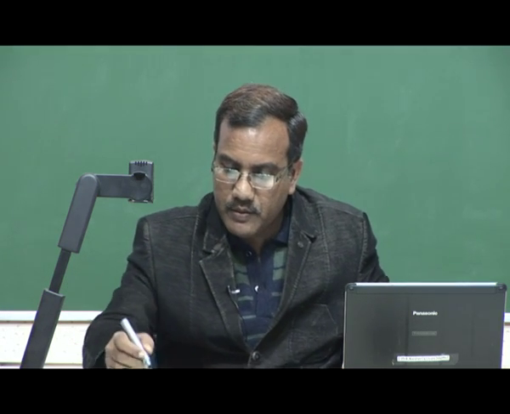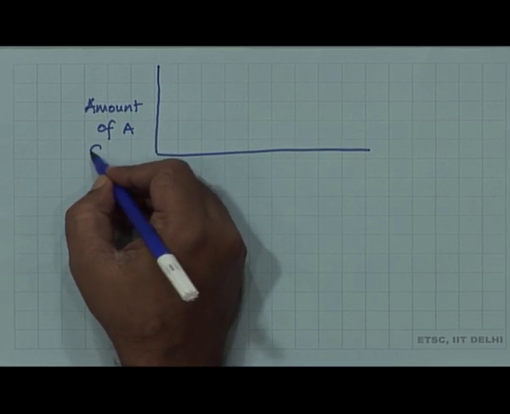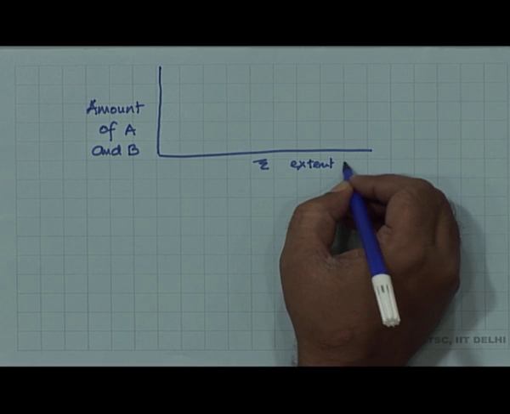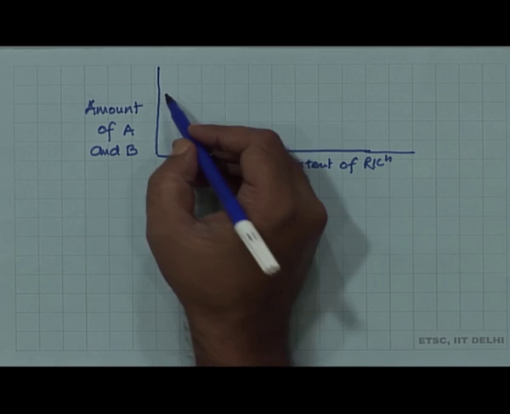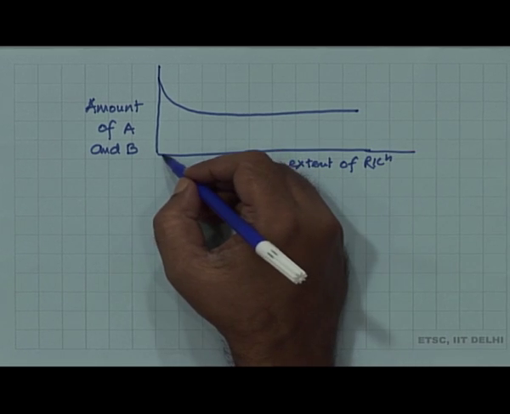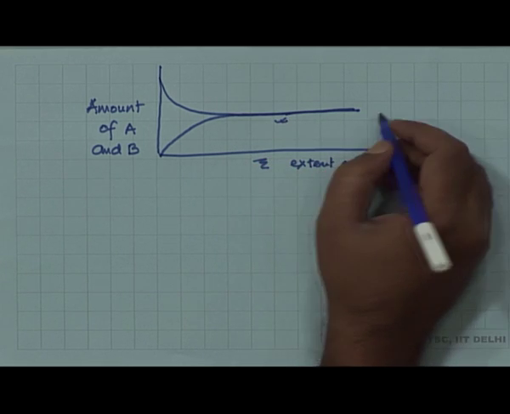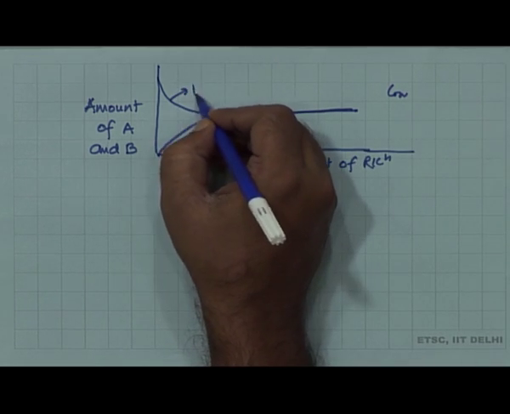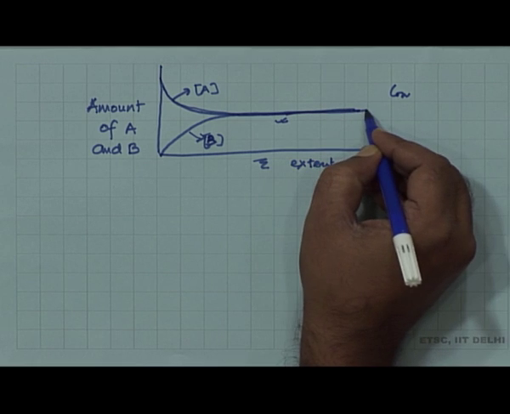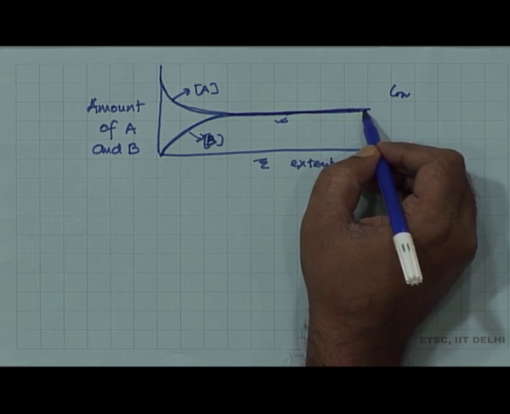So, suppose I plot the amount of A and B with extent of reaction. What you will see is a decrease of A, that is what we expect, and an increase of B with time, and finally, there will be a plateau in the concentration of A. So, this is your A, this is your B. A decreases with time and there is a plateau. After that, the concentration of A does not change, there is an increase of B, and after some time there is no change in the concentration of B.